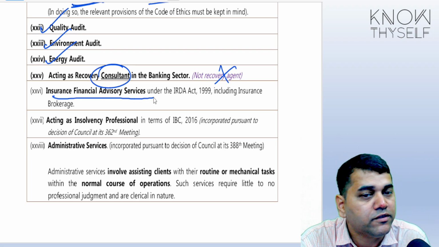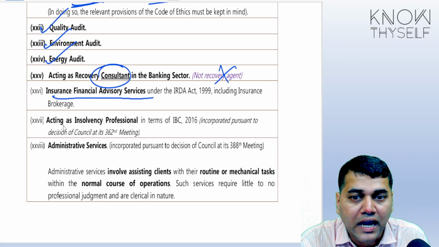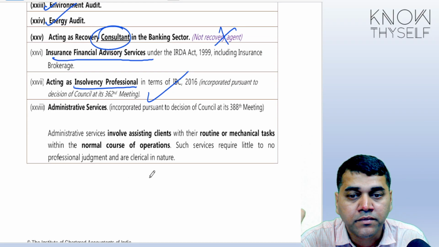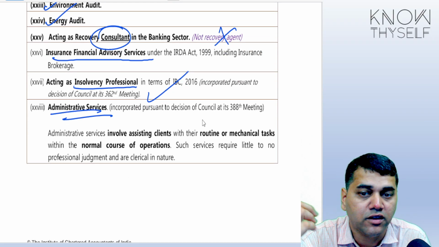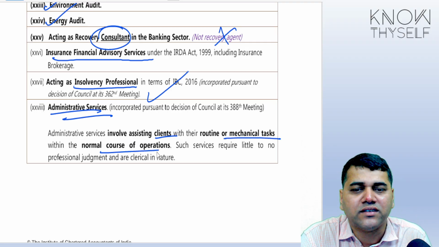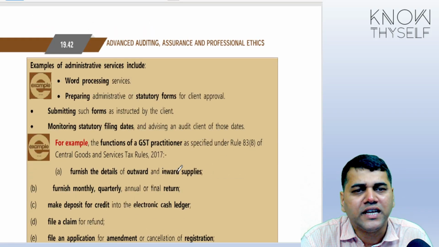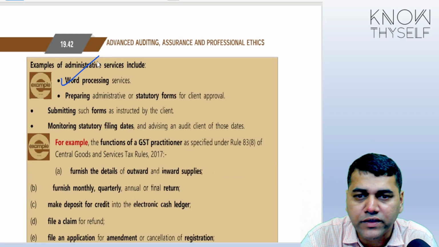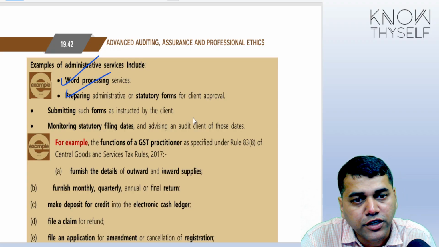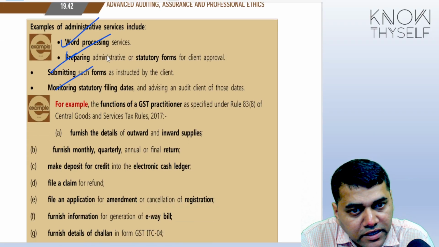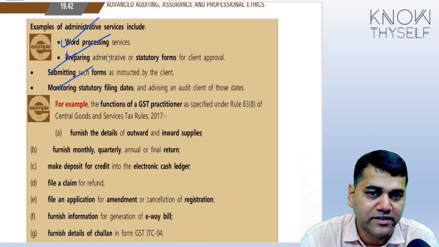Insurance and financial advisory services you can give. Acting as an insolvency professional is also permitted under IBC. And administrative services also you can give. It involves assisting in the routine mechanical tasks, normal course of operation, like your FA register to prepare, word processing services like printing of the letters, preparing of the statutory forms, filling of the forms, submitting the forms, monitoring the returns, their filing dates, etc.